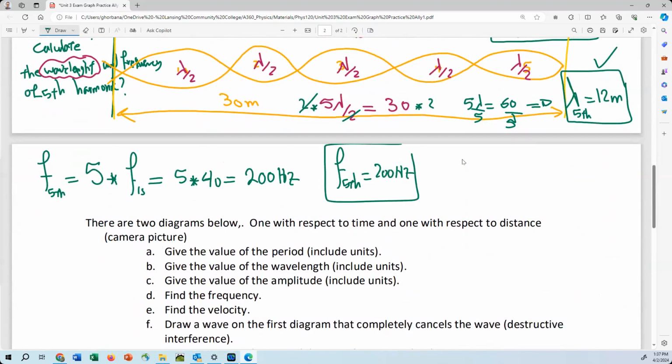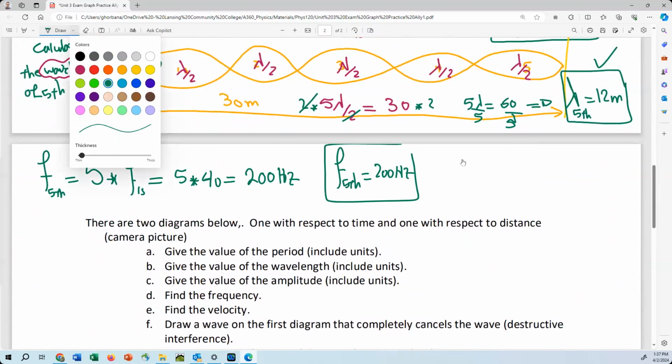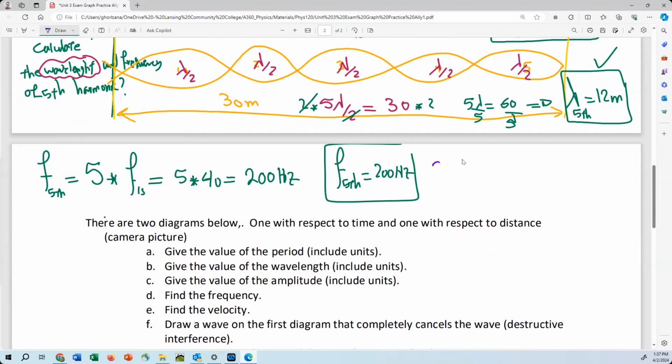Let's say if I asked you to calculate the velocity, you remember I said that the velocity never changes? Let's see what happens here. So we have velocity equals the frequency of the fifth harmonic multiplied by the lambda of the fifth harmonic, yes? What is the frequency? 200 hertz multiplied by 12 meter. So 200 times 12 is going to be 2400 meter per second.